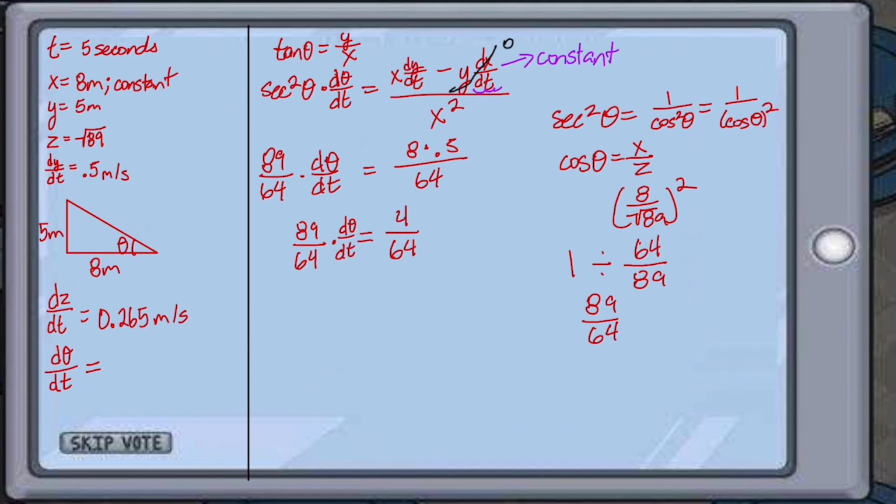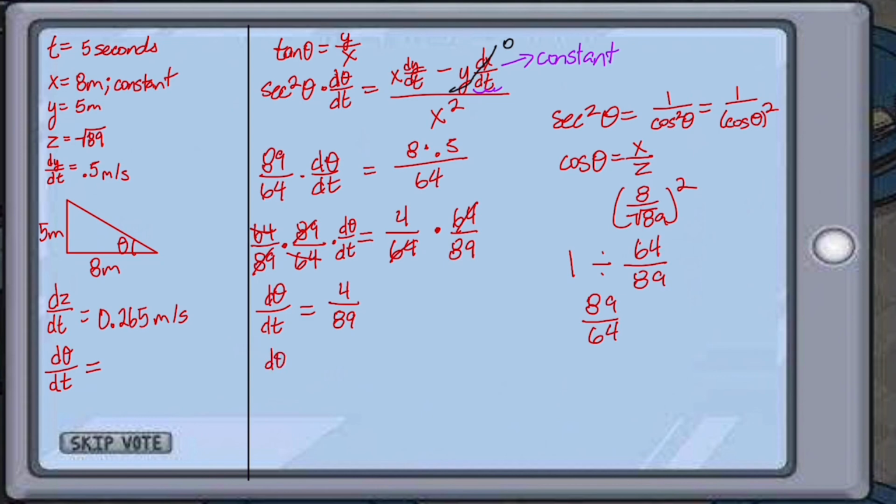But now we want to isolate d theta dt, and to do so, we multiply 89 over 64 by the reciprocal, so that's 64 over 89. Those two values cancel out, so 64 and 64 and 89, 89. But we must also multiply the right side by 64 over 89. Luckily, the 64s cancel out, and we're left with d theta dt is equal to 4 over 89.